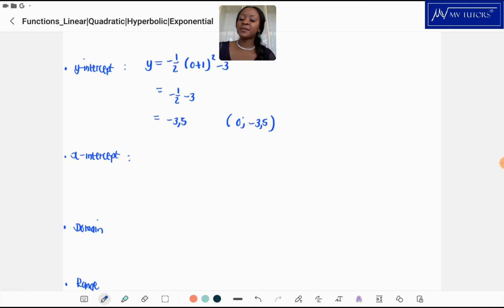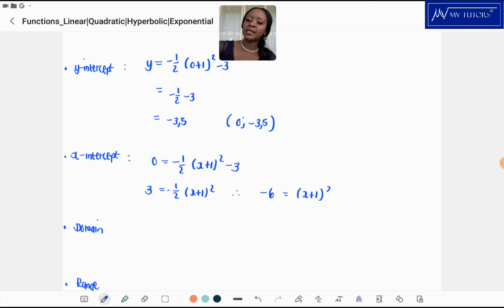Now the x-intercept, that is where y is 0. So I'm going to have negative a half (x plus 1) squared minus 3 equals 0. I'm going to take 3 to the other side, so it is positive. Then I'm going to take negative a half to the other side, so it's going to be negative 6 is equal to (x plus 1) squared.